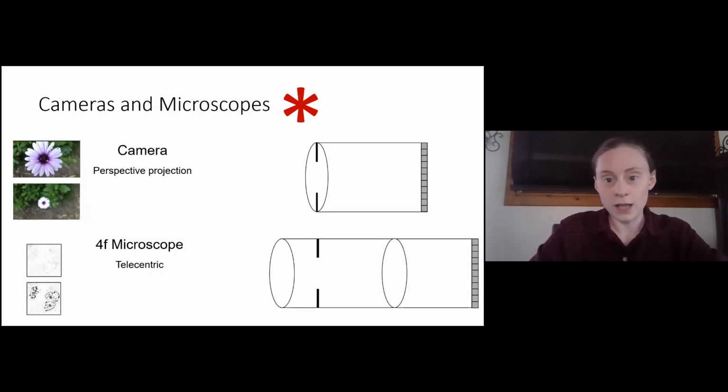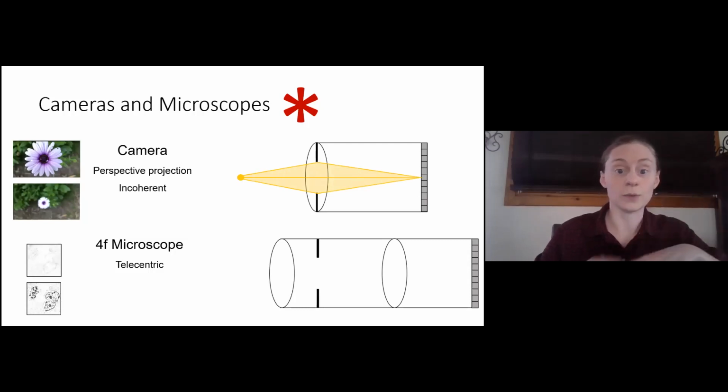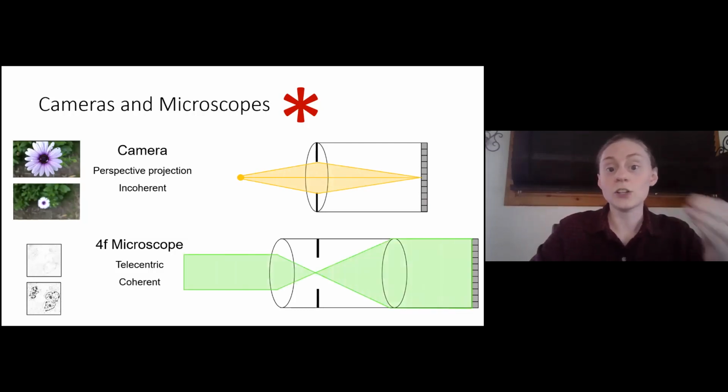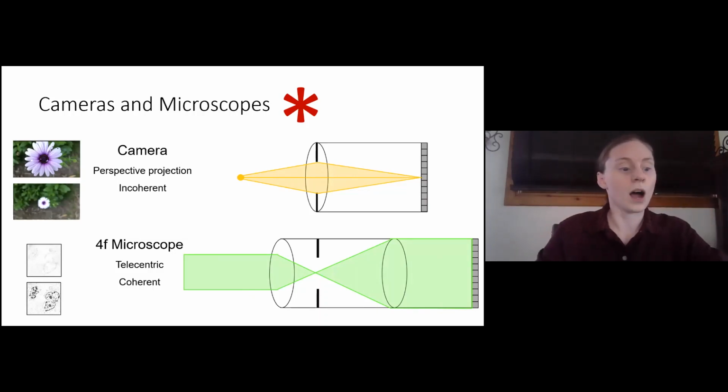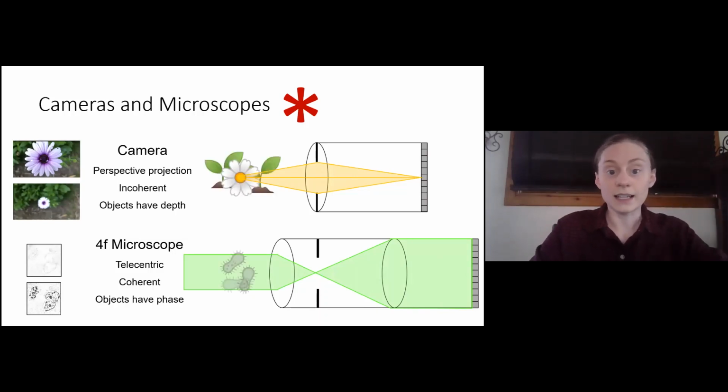We'll also assume that the camera looks at incoherent scenes where there's light propagating in all directions, while the microscope's illumination will be spatially coherent with only one direction. So that explains the differences we saw in the effects of defocus on both image size and frequency content. What we haven't done yet is connect that to the depth or the phase of the objects they observe.